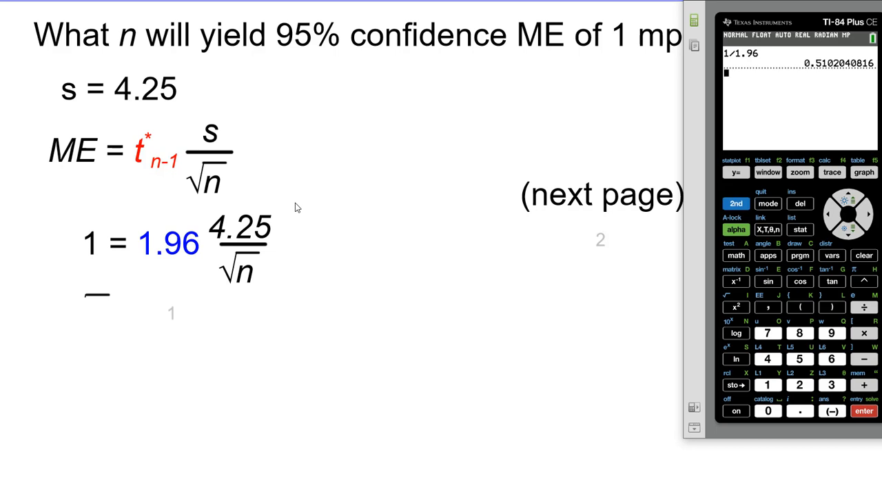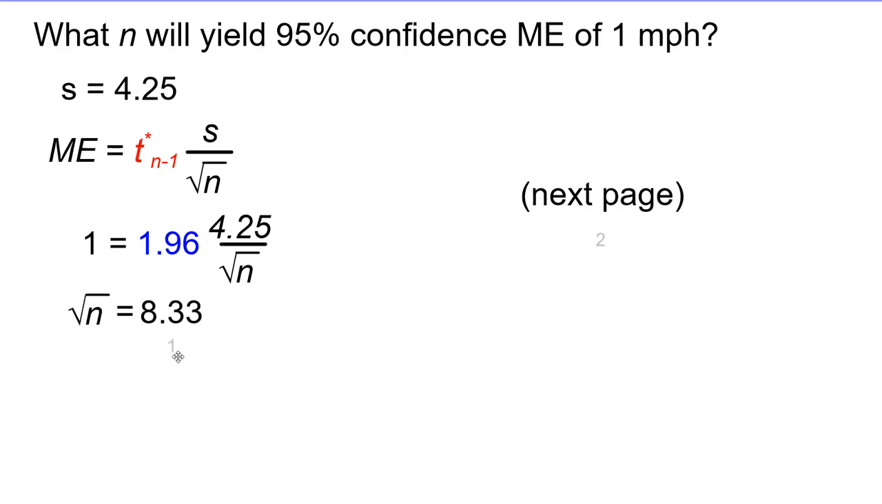So essentially what we end up with is 4.25 divided by, and I'll put it in as a fraction so you can see better, that 0.51, our previous answer. And remember, this is what the square root of n is going to be equal to. So in order to find out what n is equal to, we simply square it.